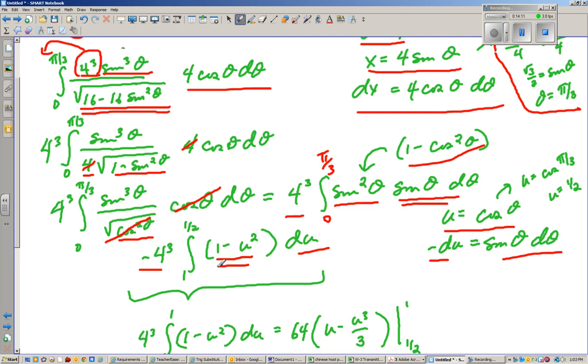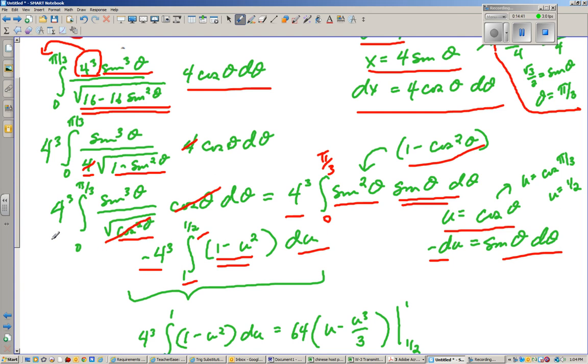Sine squared is the same thing as 1 minus cosine squared, so I'm going to put that in its place. And at this point, I calculate new limits in u, believe it or not. Again, so I don't have to back substitute. So I say, geez, my limit was pi over 3 in theta. If I put pi over 3 in, what's the cosine of pi over 3? It's a half. That's my new upper limit. If I put 0 in, the cosine of 0 is 1. So that's my new lower limit.